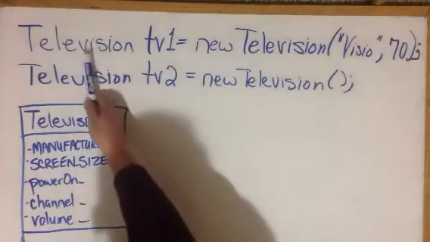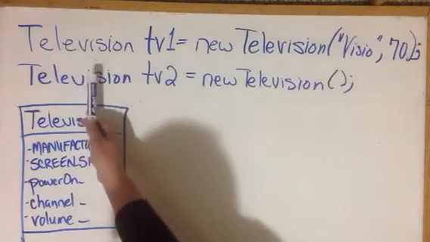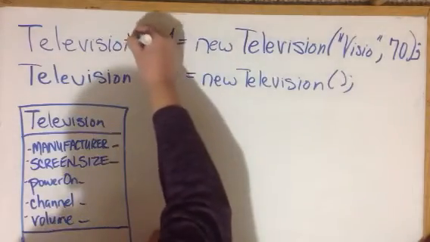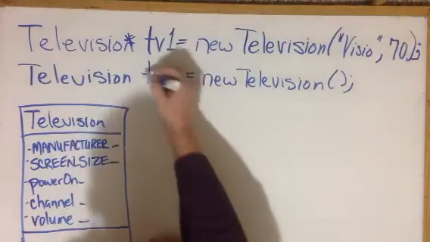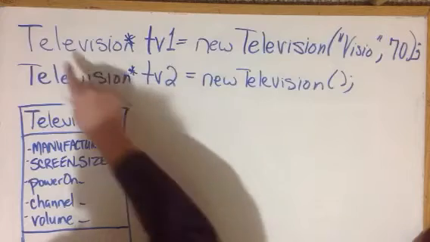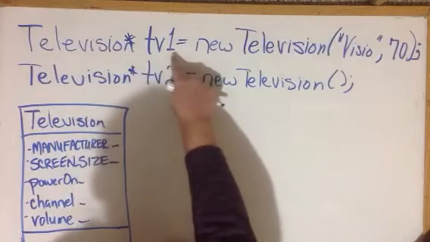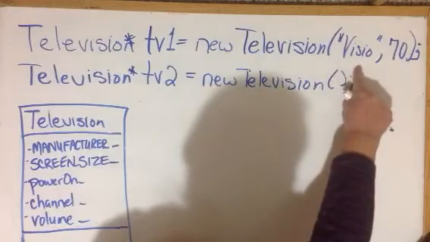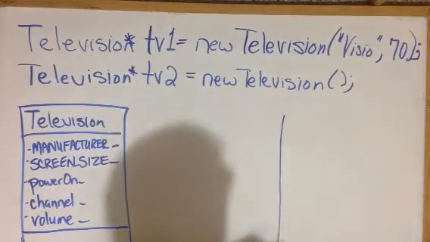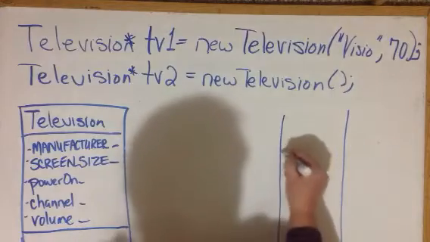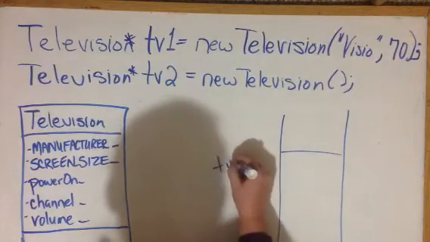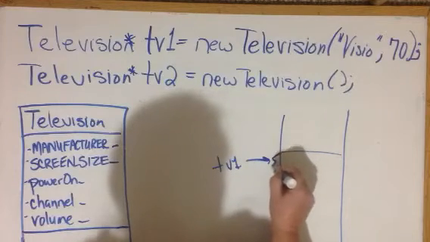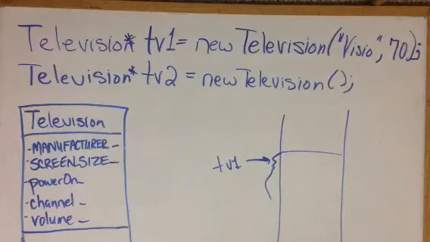So when we execute the statement, create a television pointer called TV1, and this is also a pointer. When we create our television pointer called TV1, allocate a new television called Vizio and 70. So that's going to be our heap. And TV1 is a pointer, we've got the star there, to this area that we're storing the television.